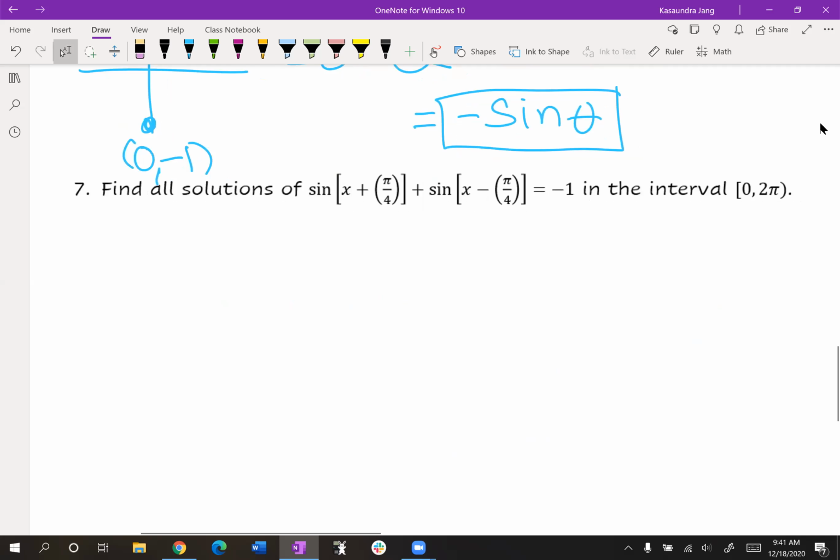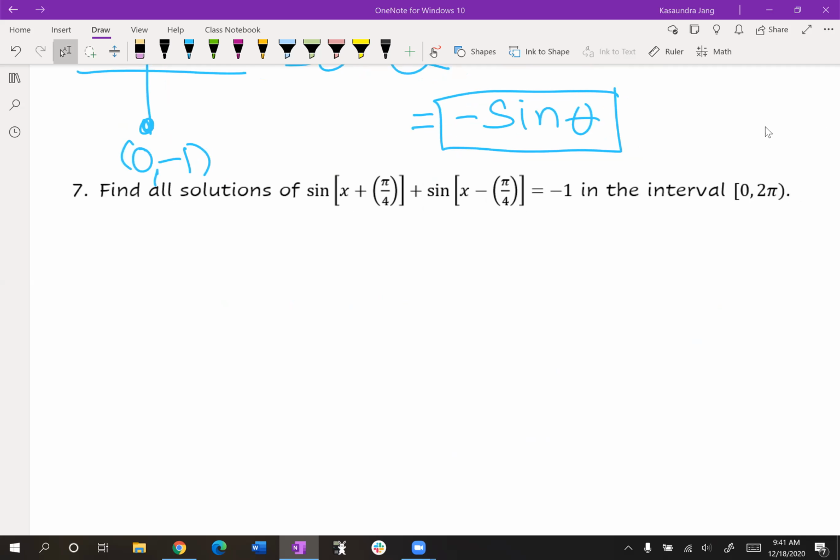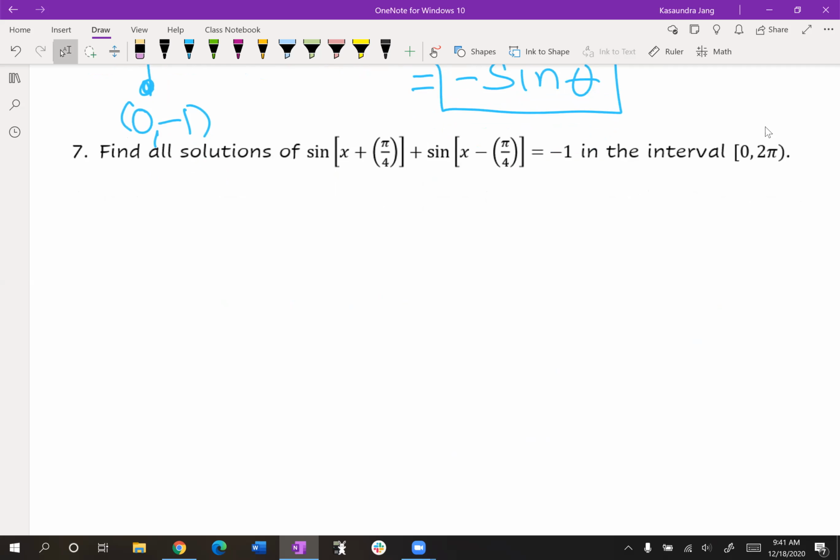All right. So last one today, number 7. So this one says find all solutions of, I think I've got two different formulas going on here. I've got sine of two things added, and I've got sine of two things subtracted. So I'm gonna have to use two separate formulas. And they said on the interval 0 to 2 pi.